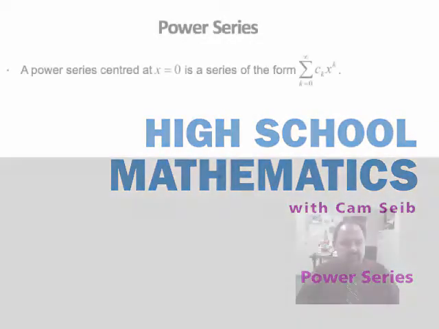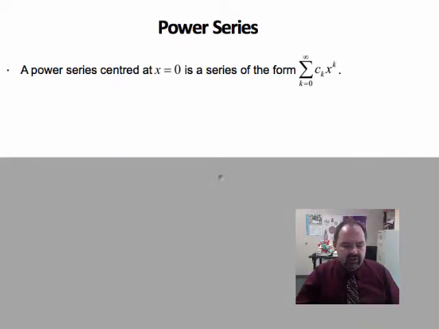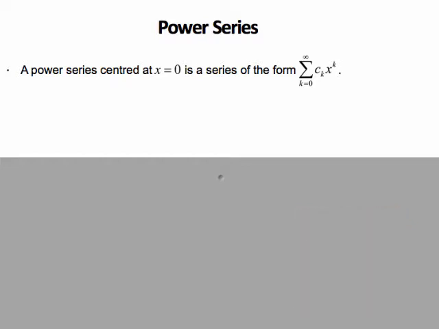Maclaurin and Taylor series are examples of a classification of series we call power series, which we're going to define now. A power series centered at x equals 0 is of this form, which if we write a couple terms out looks like so.